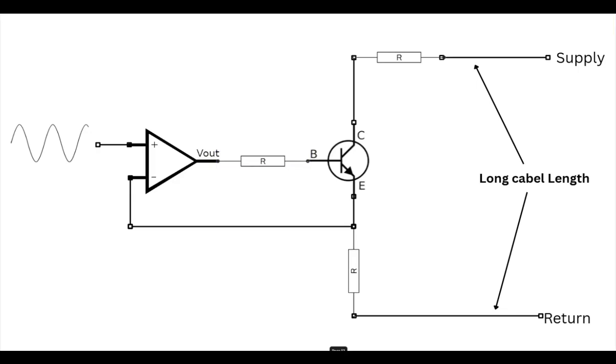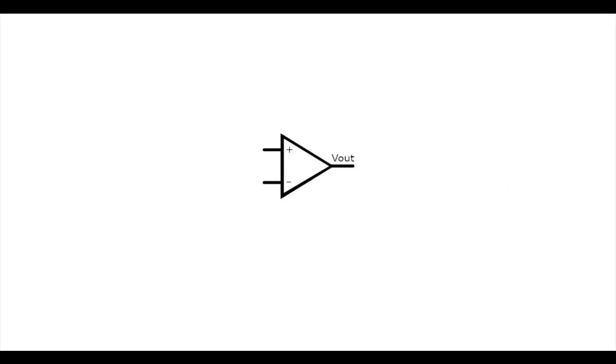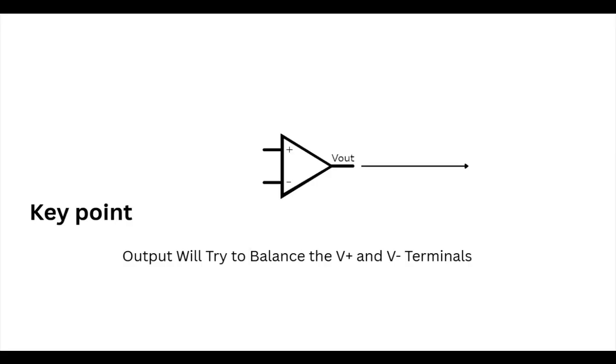In this circuit, we take advantage of one of the key properties of an op-amp. That being, at any given time, the voltage of the non-inverting input is equal to the voltage of the inverting input. The op-amp, through its output, will do everything in its power to maintain this relationship.